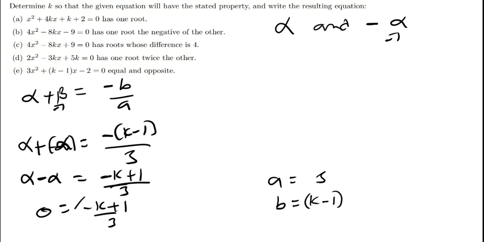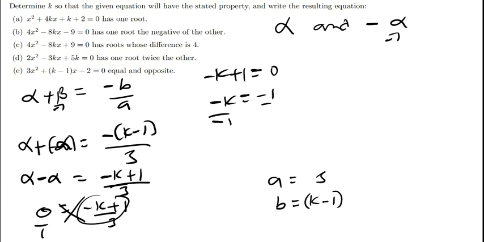At this point you can cross multiply. So 0 times 3 is 0. Then here there is 1. 1 times what I have on top here gives the same, equal to 0. Therefore negative k is equal to negative 1, divided by negative 1. K is equal to 1. So the value of k for part E is 1.